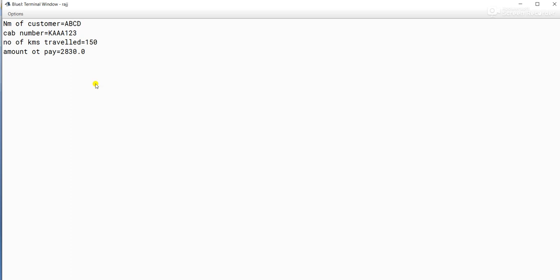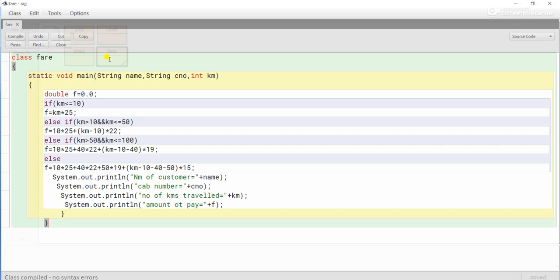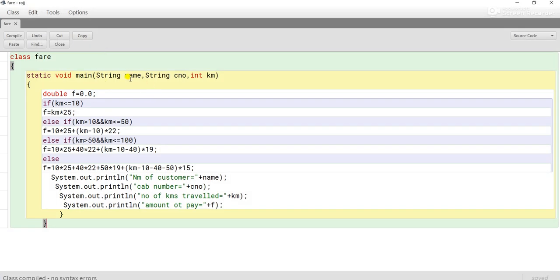This is the output you can see. The person name is ABCD, the cab number is displayed, and finally the number of kilometers and how much amount to pay. So this is the output for the program. Now try to understand how this is going to be executed. Very first we give a person name, cab number and number of kilometers: ABCD, the cab number, and 150 kilometers.